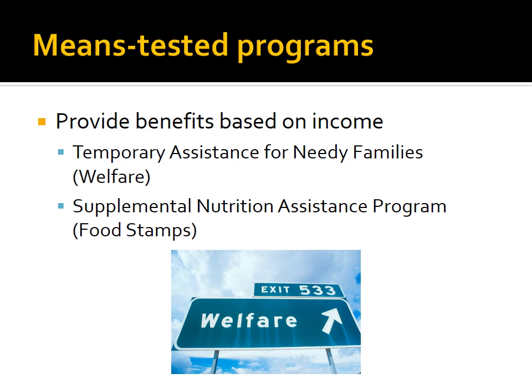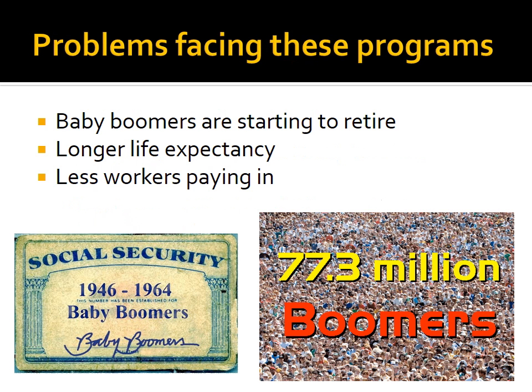On the other hand, we have means-tested programs. These provide benefits to people based on their income. So the reason that you qualify is because usually it is a low income. So you qualify for welfare, which the real name of that is Temporary Assistance for Needy Families, or food stamps, Supplemental Nutrition Assistance Program, SNAP. So you qualify for that because of your income, so that is a means-tested program.